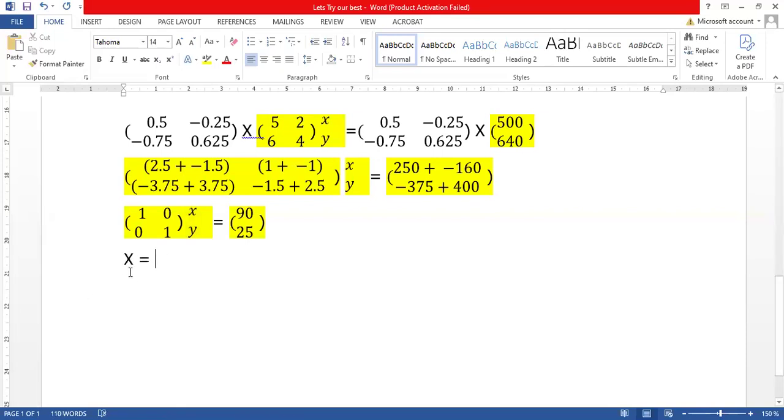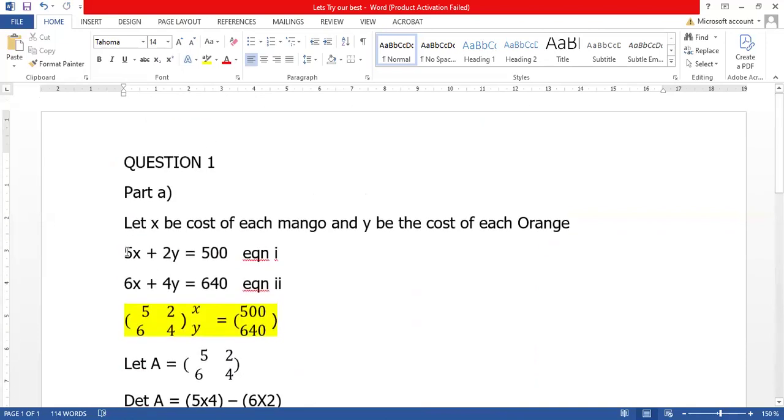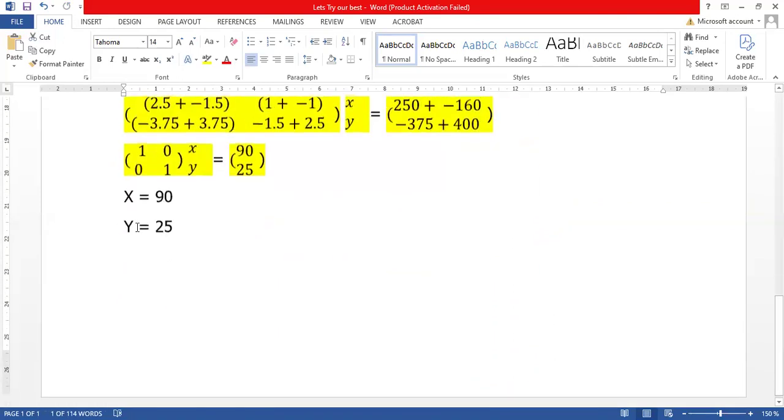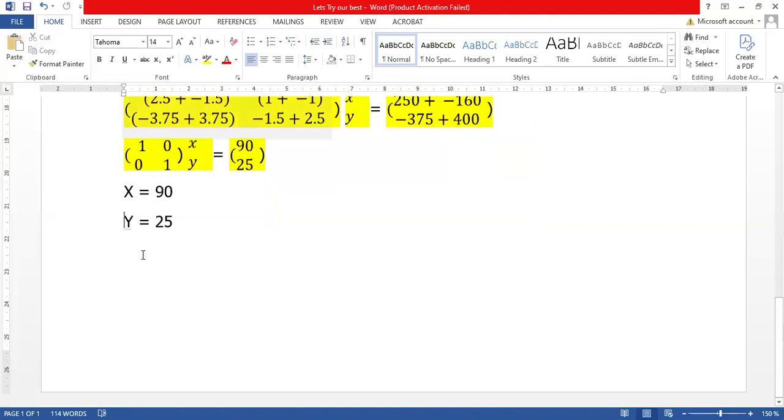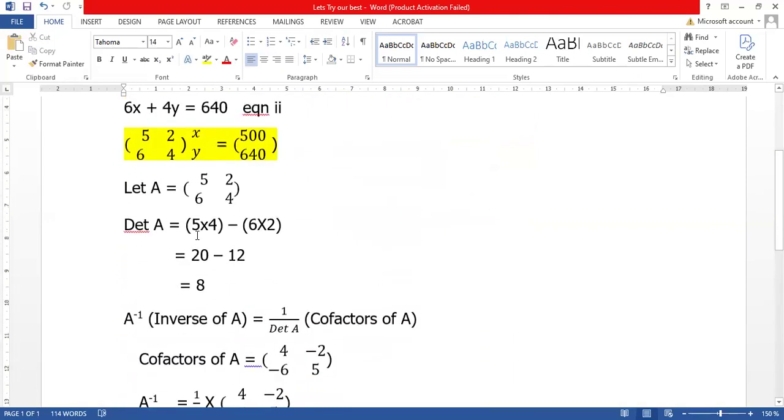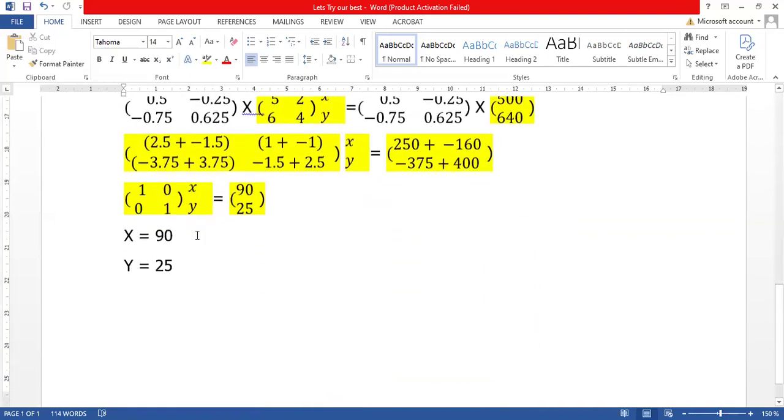So finally, you're getting 1 times x, that is x. Your x will be equal to 90. Then your y will be equal to 25. That is the final. That is your x and y. If you substitute these values in any of your equations, you must get 500 if you want to prove. But in an exam, you don't need to waste time proving. But if you can, you prove yourself to see that you're correct.